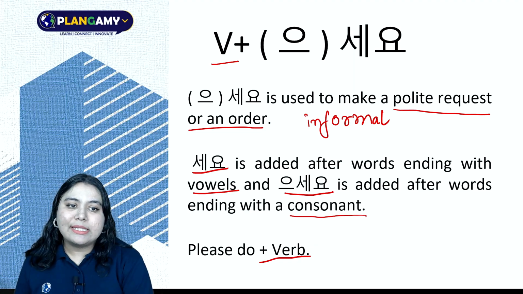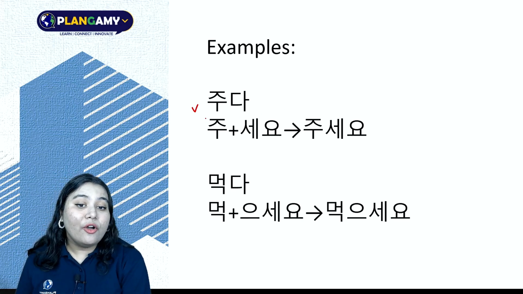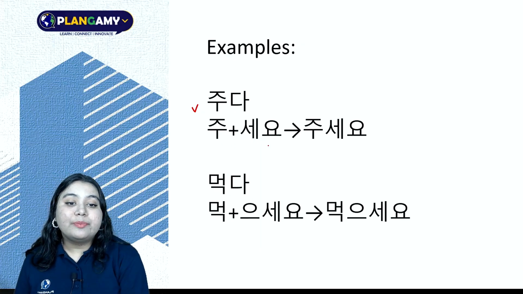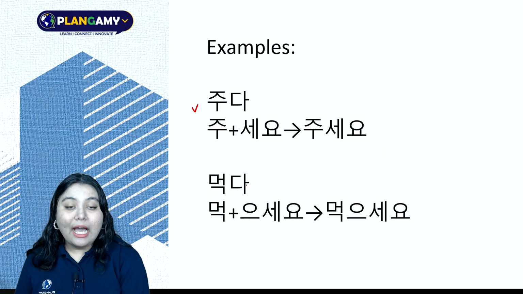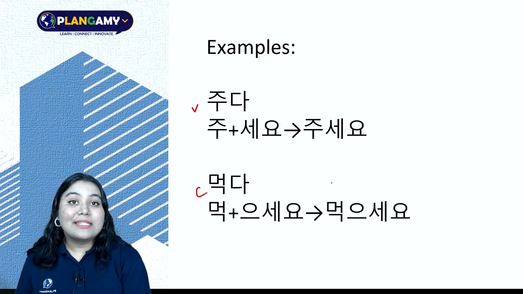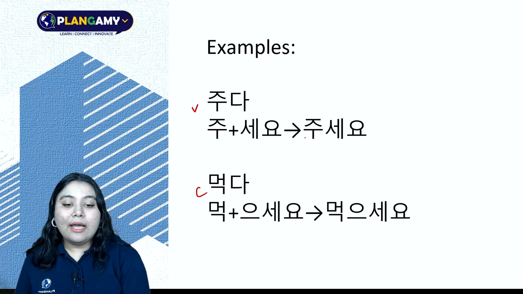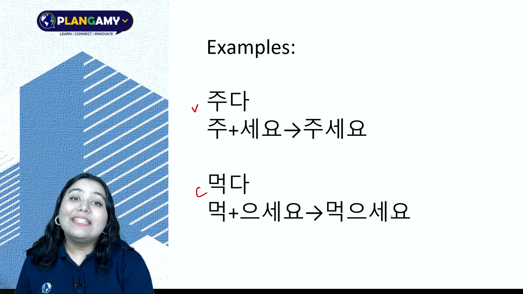Okay, let's see a few examples. I have 주다, to give, ending with a vowel, 받침 없어요. So 주 plus 세요, I get 주세요, please give. Right? Now, 먹다 is to eat. 먹다 ending with a consonant. 받침 있어요. 먹다, I'll add 으세요. So this becomes 먹으세요. Please eat.